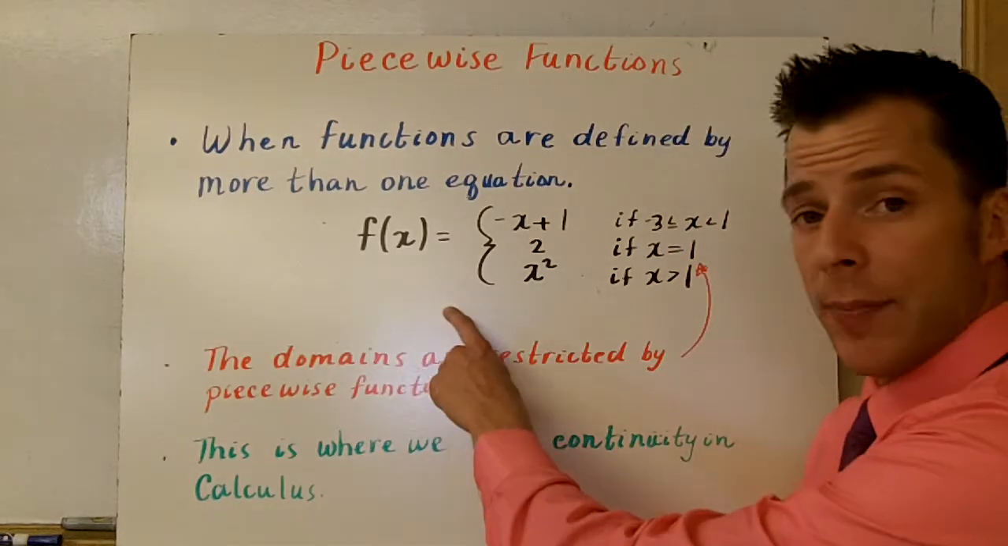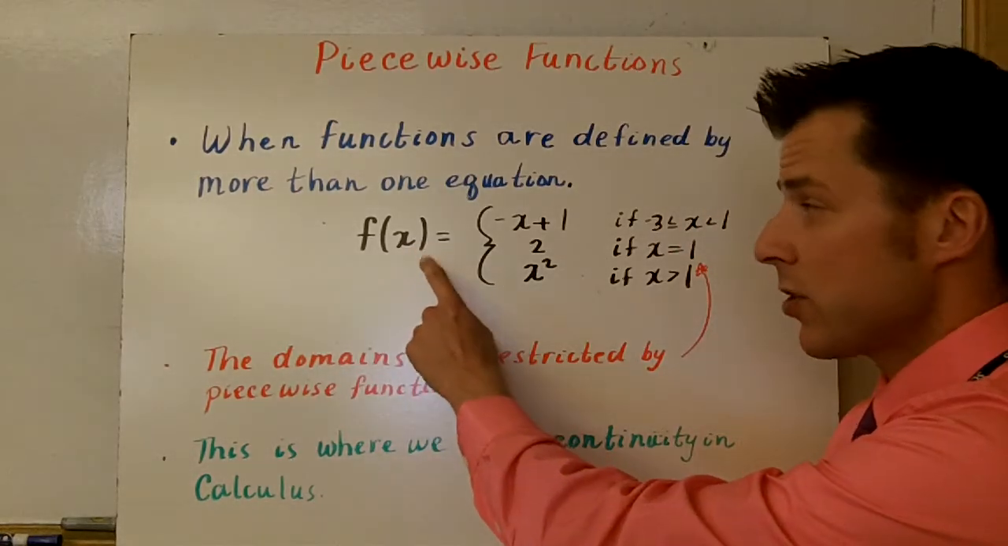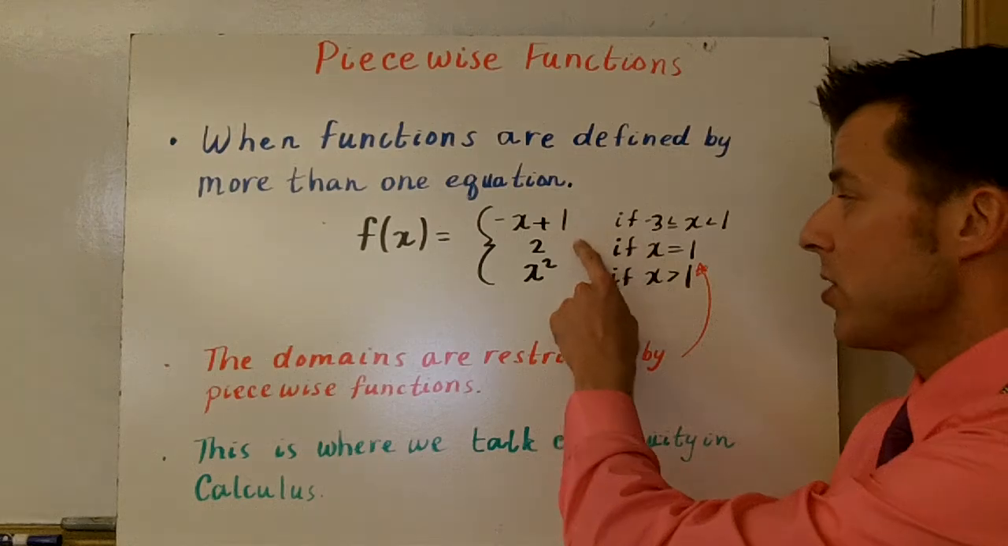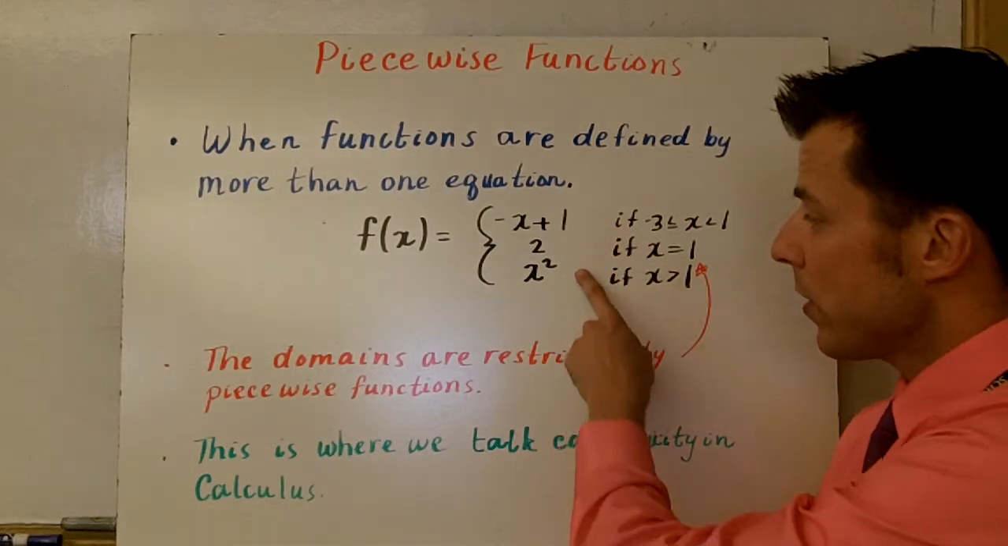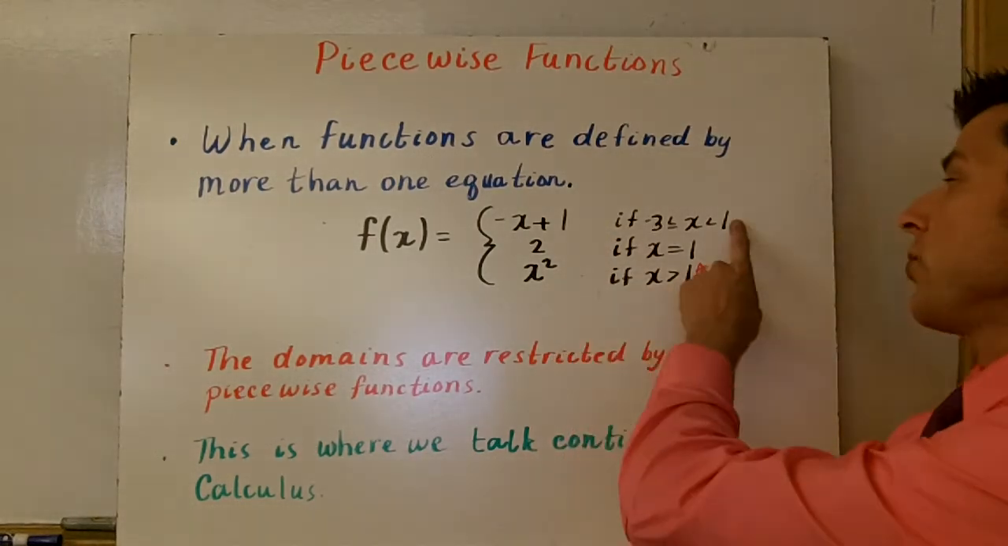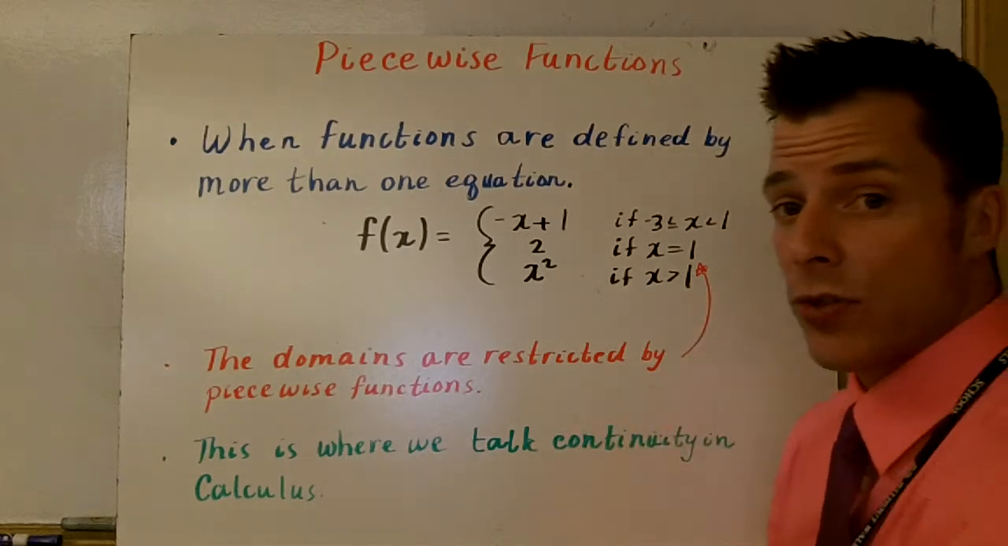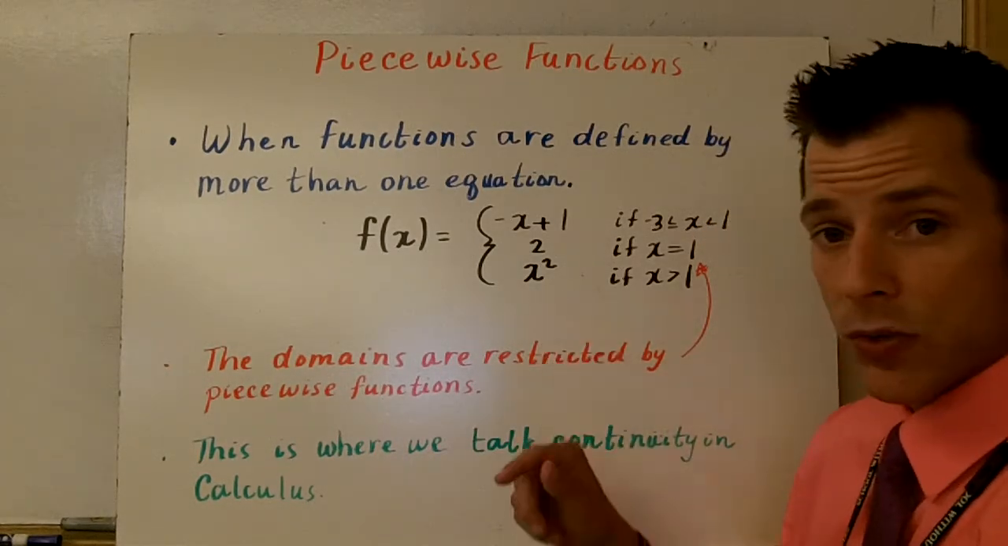So here's an example of a piecewise function. We're going to say this function here, f of x, is defined by these three pieces. Now here is where we write our equations. On the right side is where you're going to write your domain restrictions. And so we're actually going to come back to this one later on.